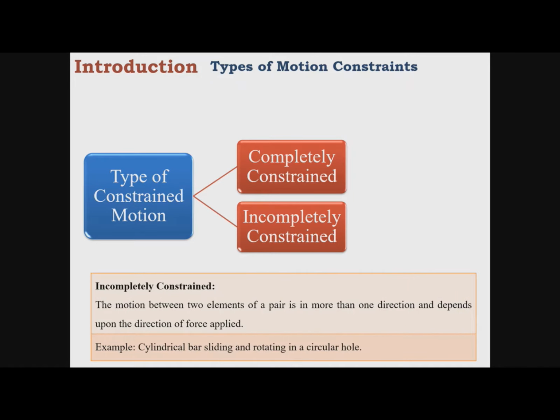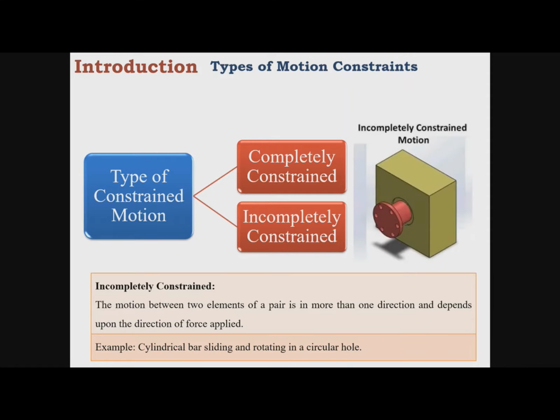Incompletely constrained, the motion between two elements of a pair is in more than one direction and depends upon the direction of force applied. For example, a cylindrical bar rotating in a bearing. It can rotate, at the same time it can slide in the circular hole. So it is incompletely constrained motion.